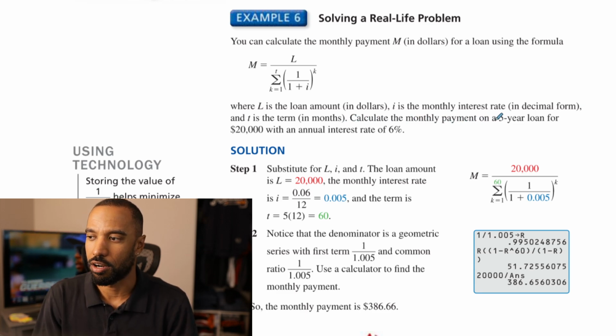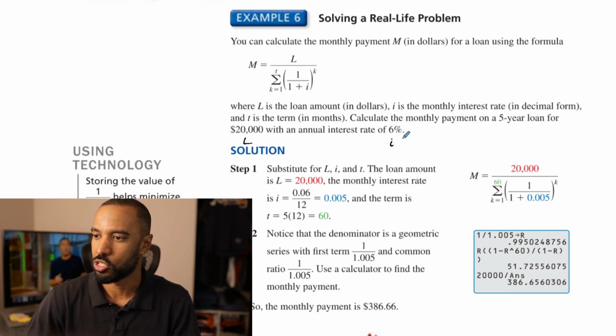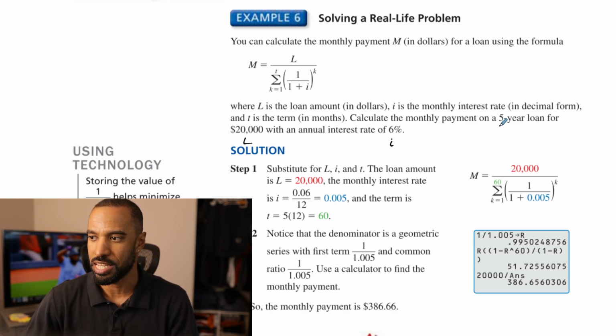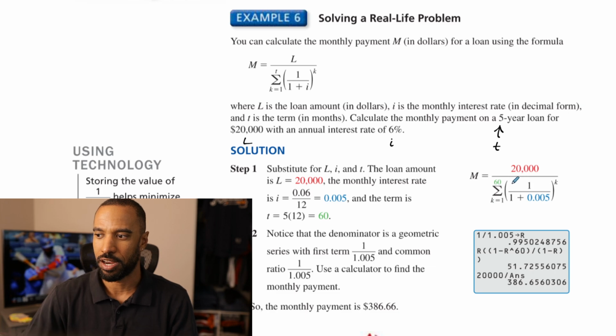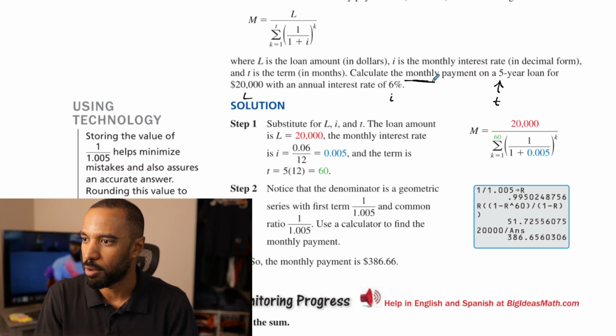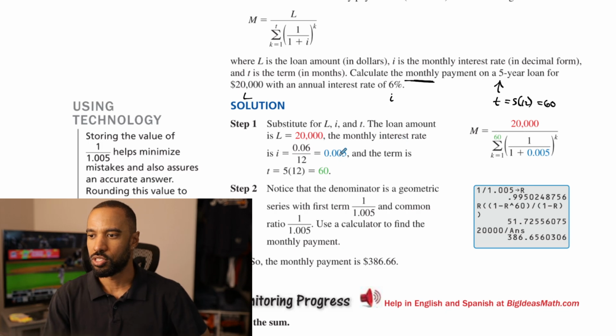Calculate the monthly payment on a 5-year loan for $20,000 with an annual interest rate of 6%. So it looks like this would be your L. This is your I, but we have to use the decimal equivalent. 5-year loan, meaning T goes up to 5 there. Oh, the T is in months. I didn't know. Oh, monthly payment. Got it. T is 5 times 12, which is 60 months here.